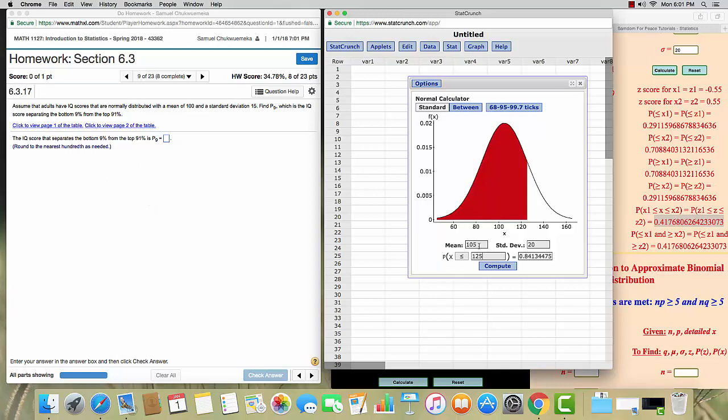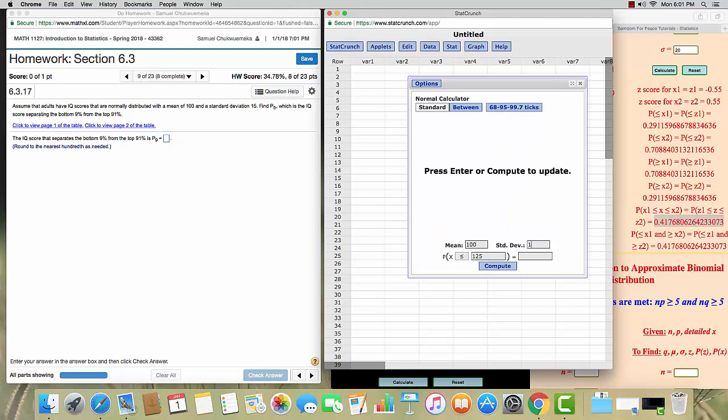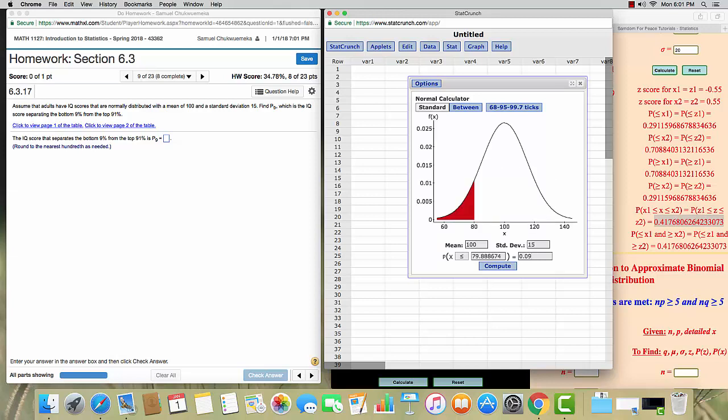So this is what you do, folks. The mean is 100, the standard deviation is 15, and 9% to the left. 9% is 0.09, and press compute. So the answer is 79, to the nearest hundredth, 2 decimal places, so the answer is 79.89. That's the answer. So this is the 9th percentile, the lower 9% from the upper 91%.